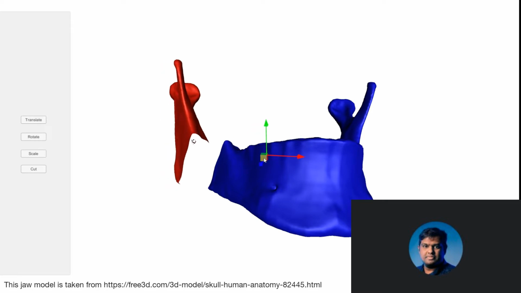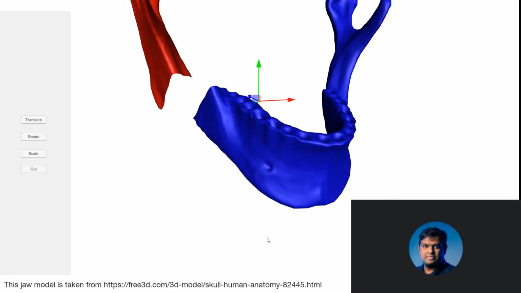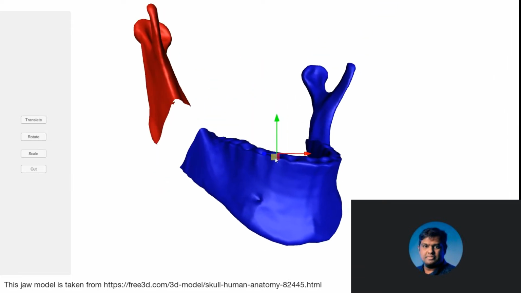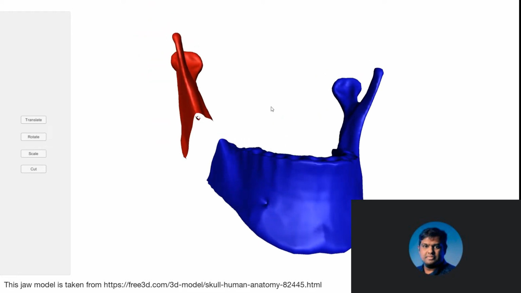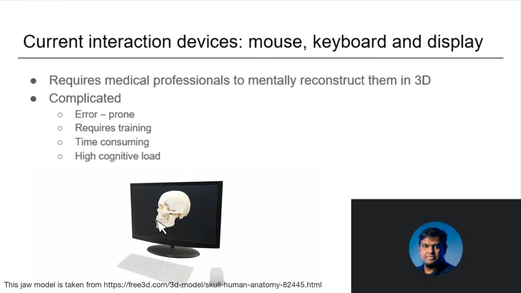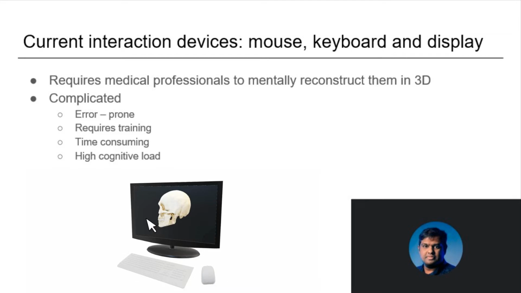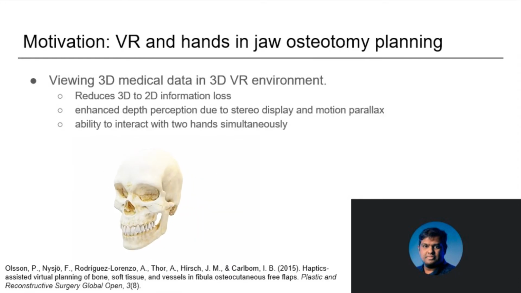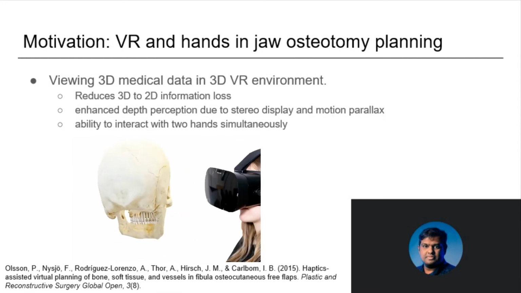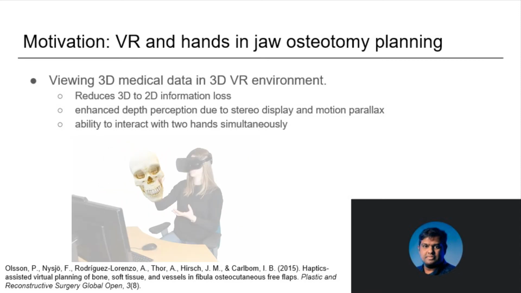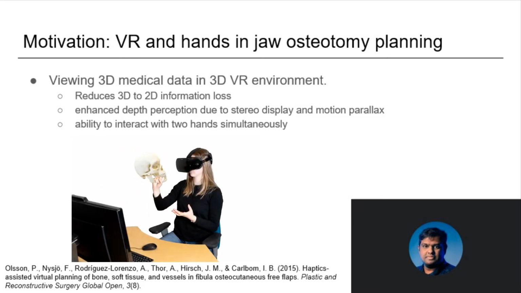The accurate positioning of the osteotomy plane is one of the most critical steps in jaw osteotomy planning as it accounts for high health risks of around 10 to 20%. Currently, medical professionals plan jaw osteotomy operations using a traditional 2D screen-based user interface with keyboard and mouse. They mentally reconstruct 2D information into 3D, which is complicated, error-prone, and requires training. Viewing 3D medical data in a 3D environment reduces the 3D to 2D information loss, provides enhanced depth perception, and the ability to interact with two hands simultaneously.